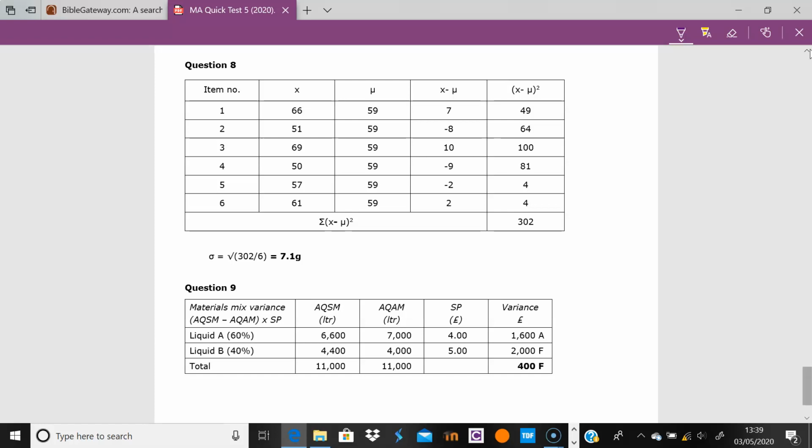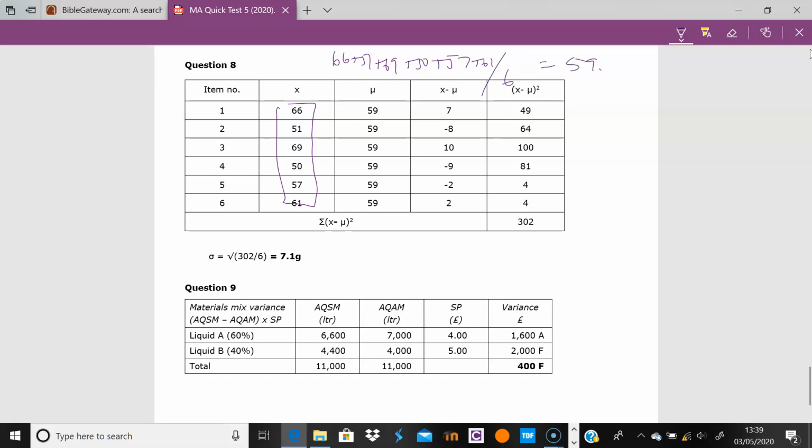So what they've done here is find the mean, first of all, of 59. You're literally taking all the figures together and dividing by 6. So 66 plus 51, plus 69, plus 50, plus 57, plus 61, divided by 6 will give you 59.